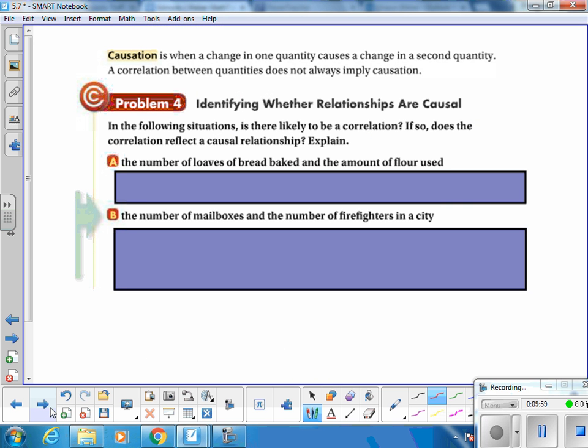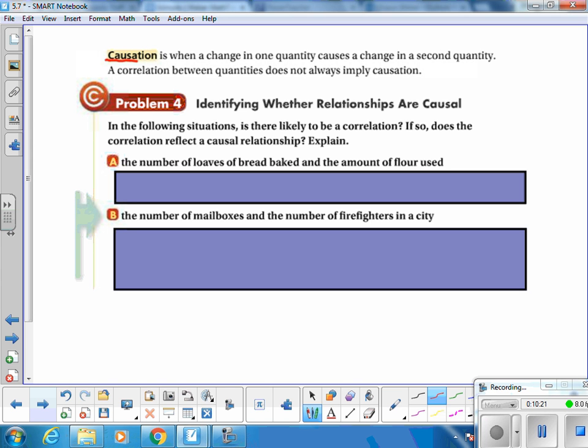Causation. Now, causation, another interesting word here. If you look at the root here, cause, what's happening here? Causation is when a change in one quantity causes a change in a second quantity. A correlation between two quantities does not always imply a causation. Okay, now let's see how that plays out here.